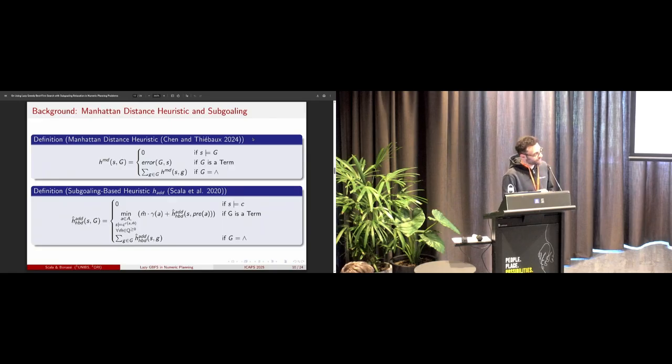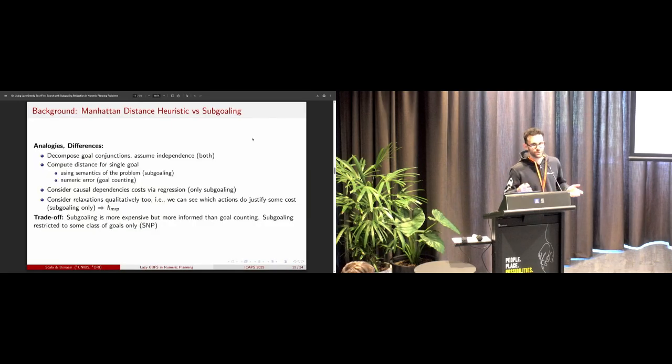But from a high-level perspective, these two heuristics are similar in the sense that they both decompose goal conjunctions, so they look at each goal individually. But the difference is that the Manhattan distance computes the estimate from the goal using the numeric error. On the other hand, the subgoaling heuristics take into account the subgoal structure of the problem, and they also consider the cost of the actions required to achieve these subgoals.